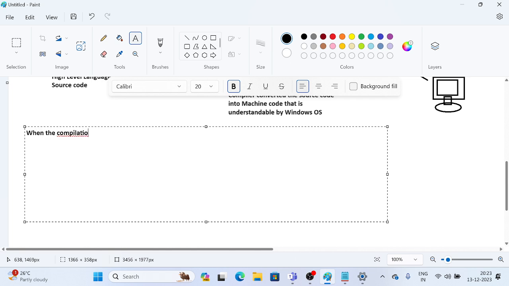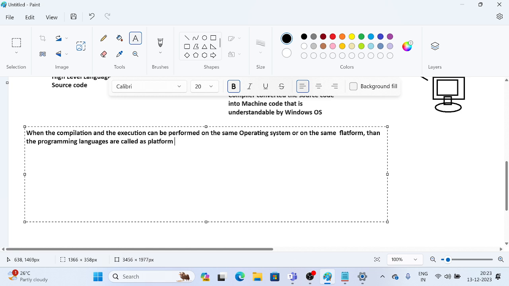Then the compilation and the execution can be performed on the same operating system, or the same platform. Then such programming languages are called platform dependent programming languages. Example: C, C plus plus.